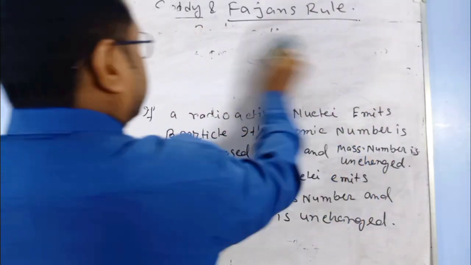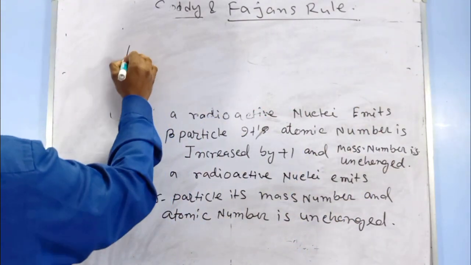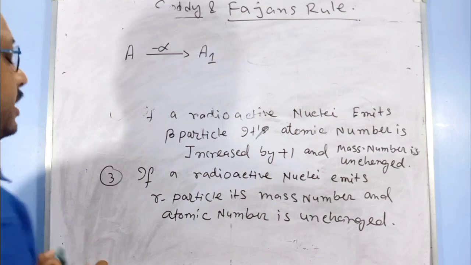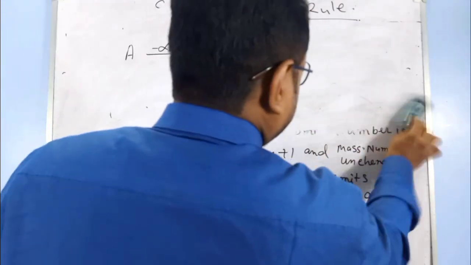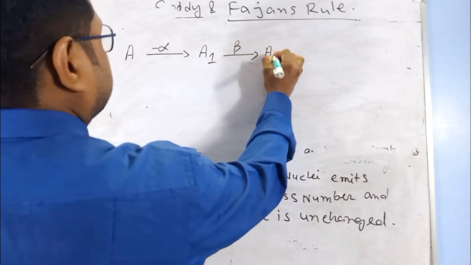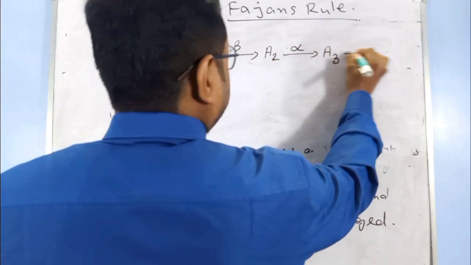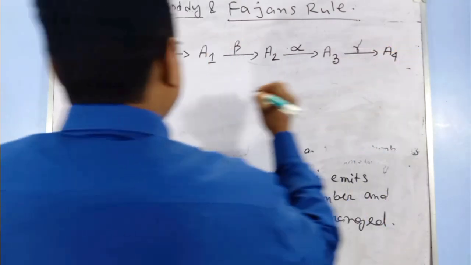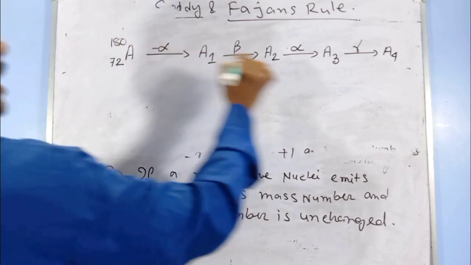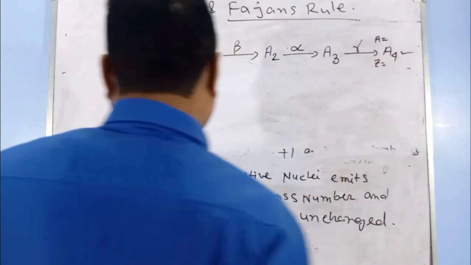relate it. Okay, suppose a radioactive sample is A and it emits an alpha particle. The new nucleus is A1. It also emits a beta particle which gives a new nucleus A2, then emits an alpha particle which gives nucleus A3 and then a gamma particle, A4. If A has atomic number 72 and mass number 180, what will be the mass number and atomic number of A4?